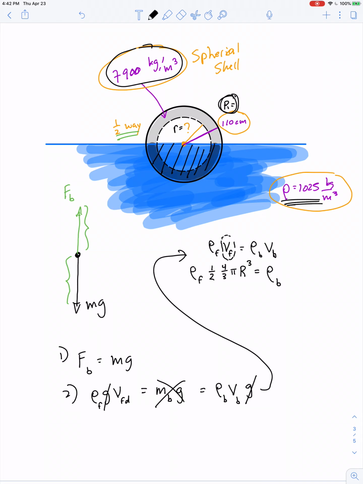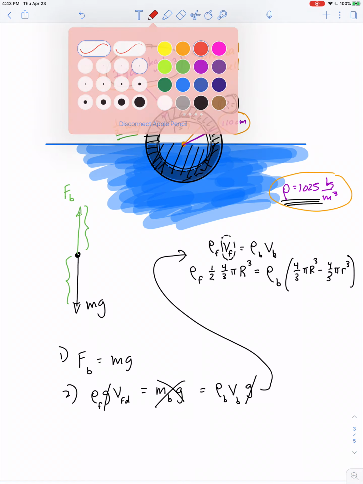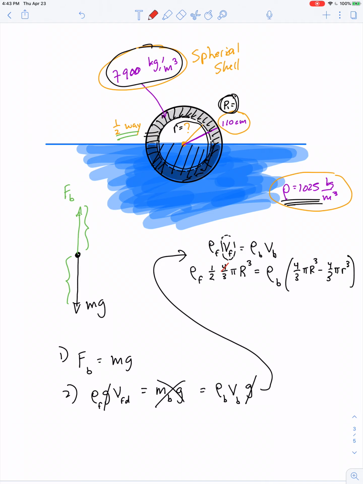Well, that's just this shaded region, which we can find by taking the volume, 4/3 pi capital R cubed, and subtract from it the missing volume, the hollow part, which would be 4/3 pi little r cubed. Now there's a 4/3 pi in every term, so let's get rid of that. 4, 4, 4 gone. 3, 3, 3 gone. Pi, pi, pi gone.